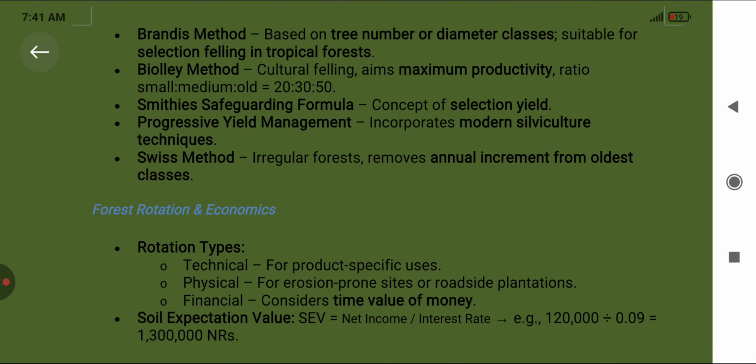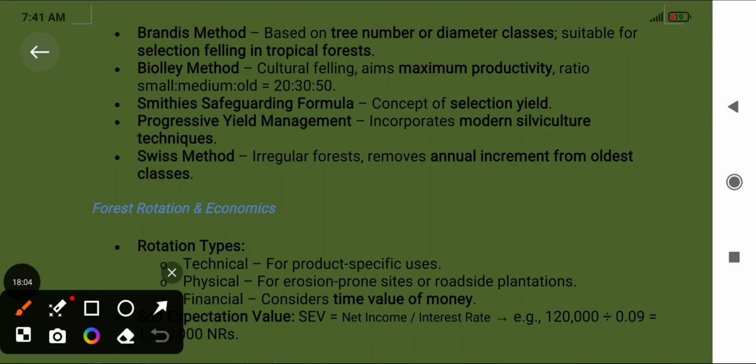Okay, utilization factor. The Brandis method is based on tree number or diameter classes, suitable for selection felling in tropical forest. The Bailey method is cultural felling, aiming at maximum productivity, with a ratio of small, medium, old of 20:30:50. Smith's safeguarding formula uses the concept of selection yield, progressive yield management incorporating moderate silviculture techniques. The Swiss method is for irregular forest, removing annual increment from the oldest classes, and rotation.